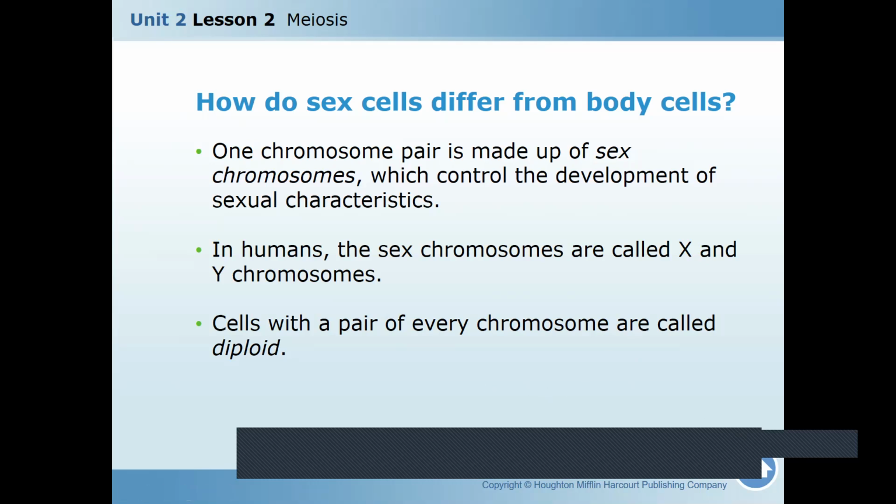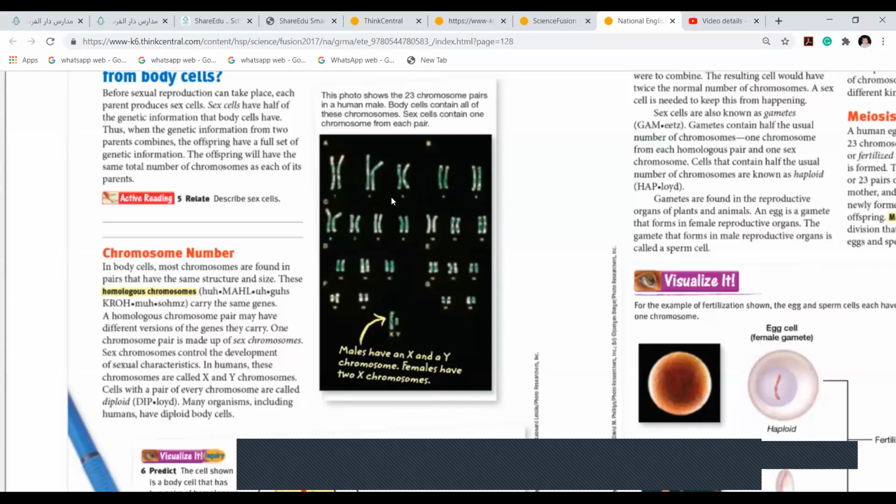Half of the sex cell from mother and half of the sex cell from father. So the cell with a pair of every chromosome, they are called diploid. Girls, I cannot go so fast and make you confused. Let us come back to the book here and explain each.